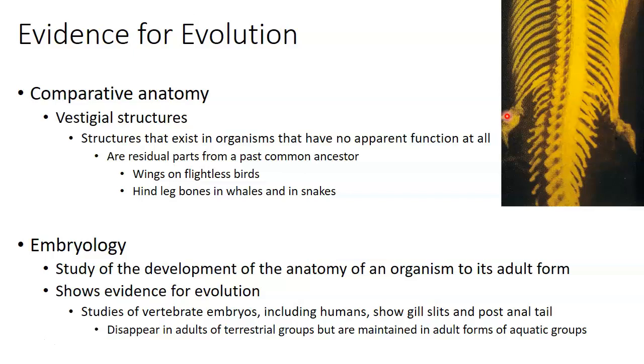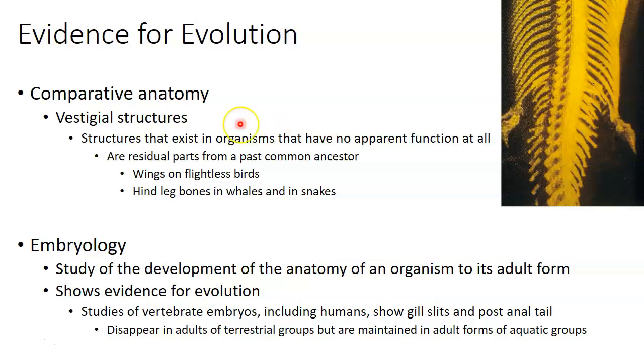A residual part that you might think of is like your tailbone, right? Why is that there? We don't have tails anymore, right? But we actually do if we look back at how humans go through embryological stages, which I'm actually going to show you in a second. There is actually a post-anal tail that's there early on in development. So it's kind of interesting.